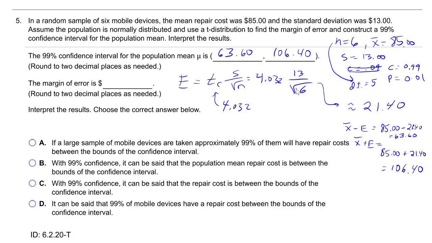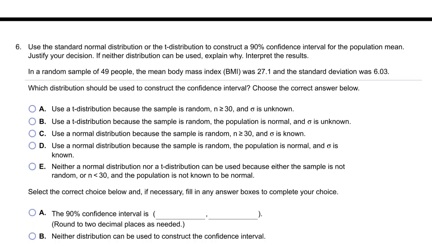We had calculated e to be 21.40. And again, with 99% confidence, it can be said that the population mean repair cost is between these bounds. All right, on to the next example.